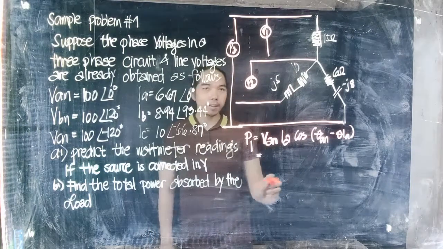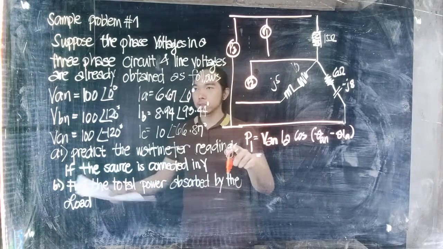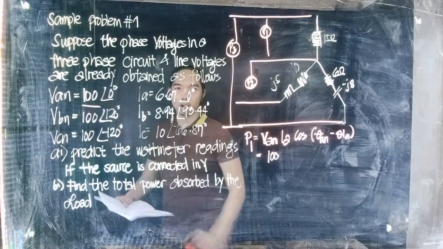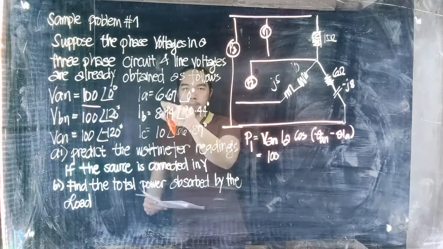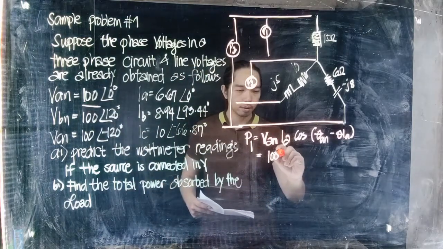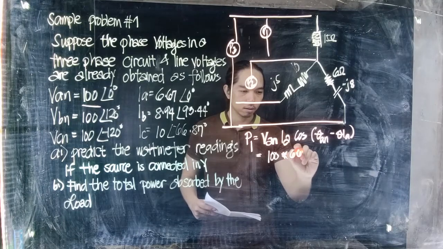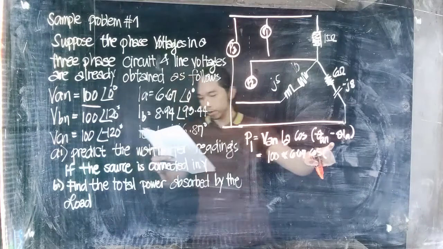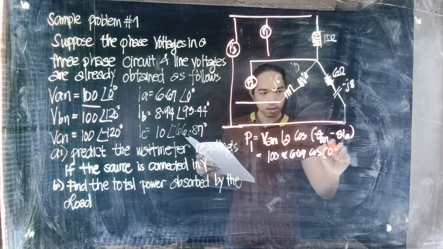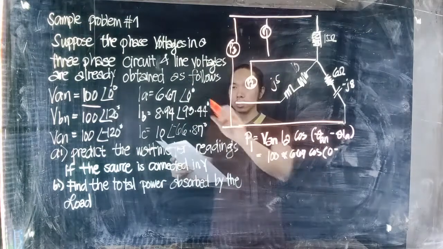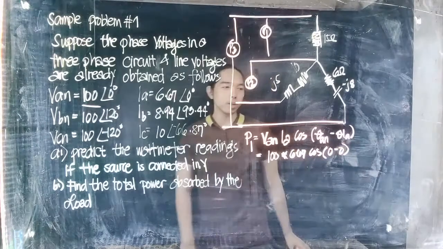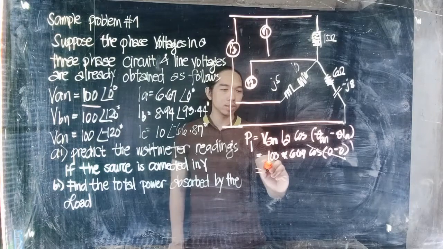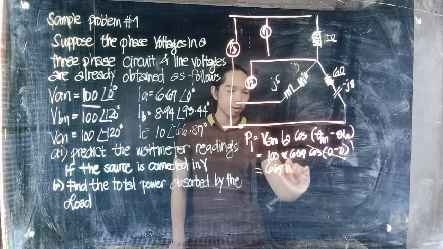Right after that, VAN is equal to what? So 100. Just consider the real part. IA is 6.67. Cosine of, what is theta of VAN? That is 0. And what is theta of IA? That's also 0. So cosine 0 is simply equal to 1. Okay, so that is equal to 667 watts.